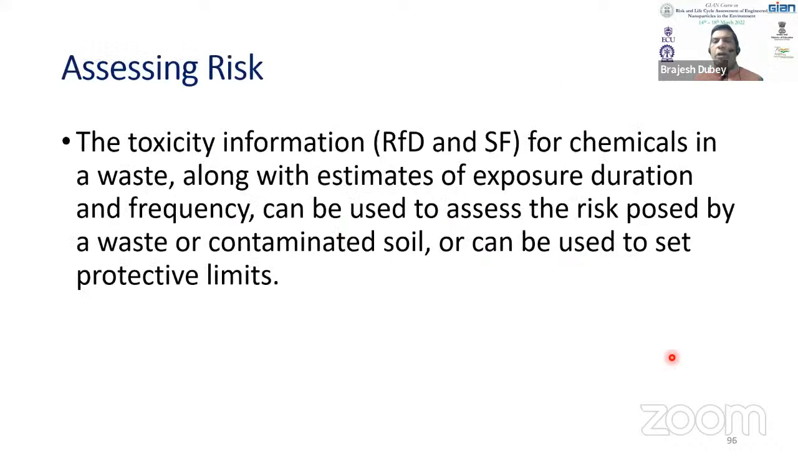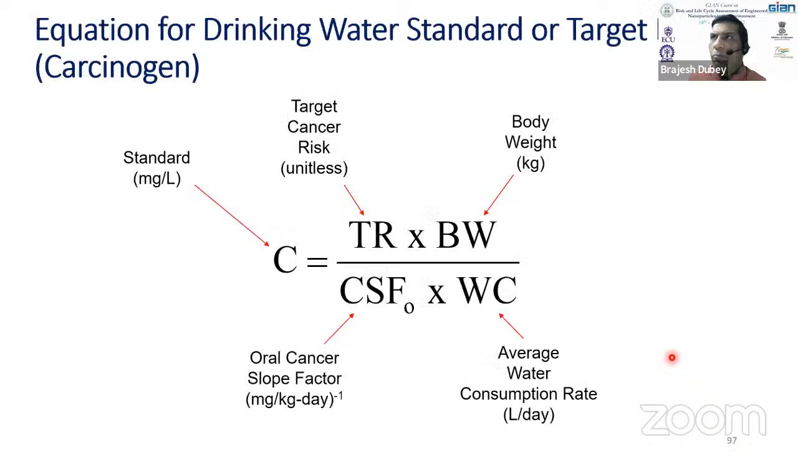So in terms of getting this toxicity information, along with its exposure duration and frequency, we can come up with the risk posed by the contaminant present in this contaminated soil or waste or water or whatever. And then based on that, we can use protective limits. Now, protective limits, as I said earlier, are in terms of the standards.